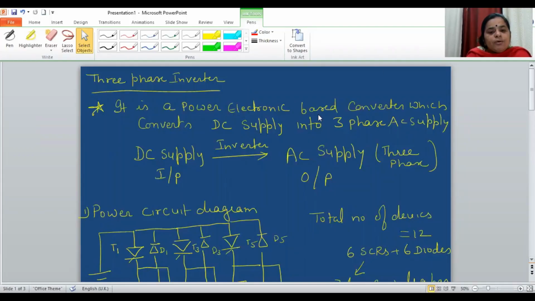So my dear friends, without wasting time, I am taking you to the screen where I will brief you on the three-phase inverter 150-degree mode operation. So now let us start with the three-phase inverter.